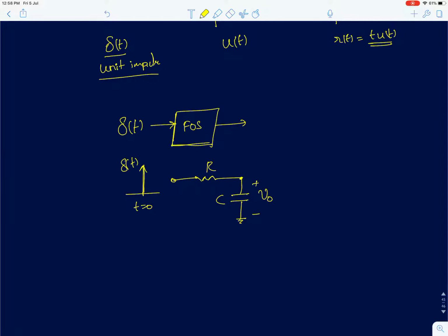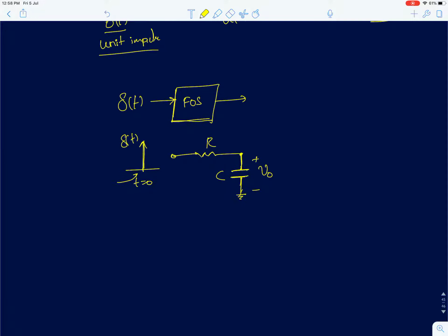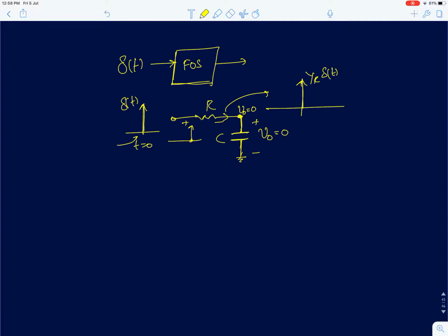Now at t equal to 0, when you apply an impulse, the first order system will see it like a very high frequency input, so your capacitor voltage cannot change instantaneously. It will stay at 0 initially. When your capacitor voltage stays at 0, the entire impulse voltage will drop across the resistor, and that will generate a current i given by 1 by R into delta of t. That's the impulse current in the resistor.